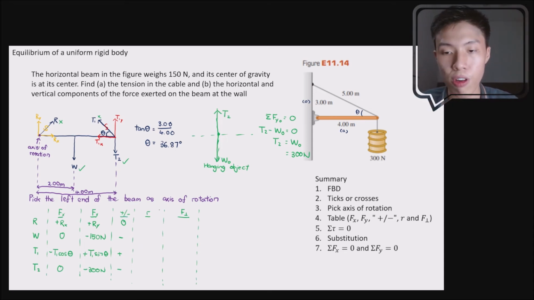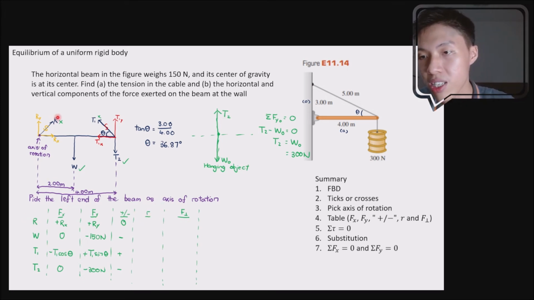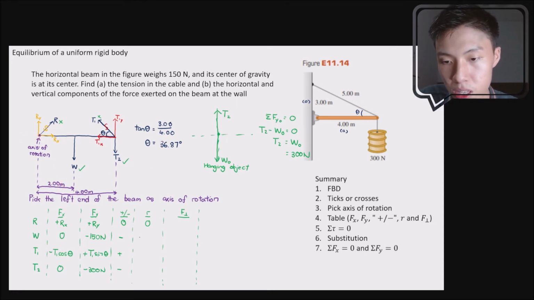Next, we move on to the fourth column, in which we try to determine the distance from the axis of rotation. Well, R is directly exerted on the axis of rotation, so the distance should be 0. Whereas the weight has a distance of 2 meters away from the axis of rotation. We are measuring the distance between the axis of rotation and the position in which the weight is being exerted. So here the distance is 2 meters. So we write 2 meters.